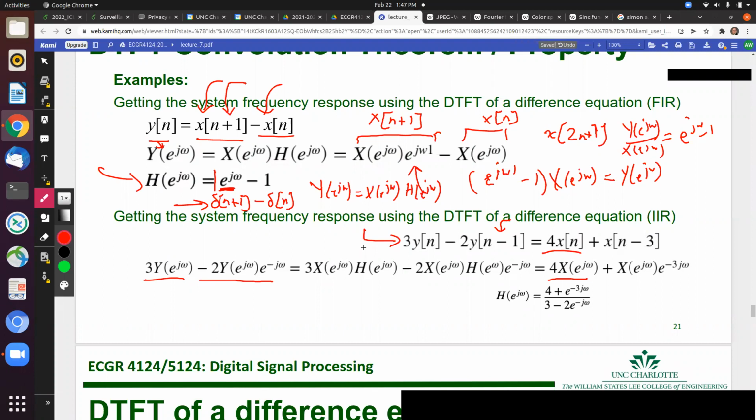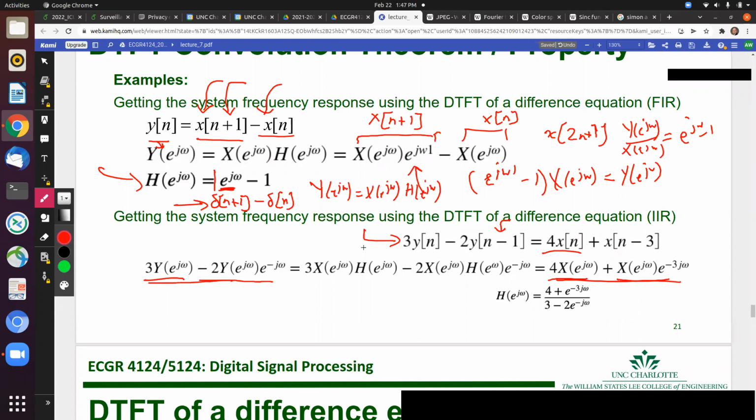And where's our 3? Well, what are we doing here? This would be, oh wait, so x e to the j omega times 3. So that's there, right? So we have this is equal to this. What's in the middle here?